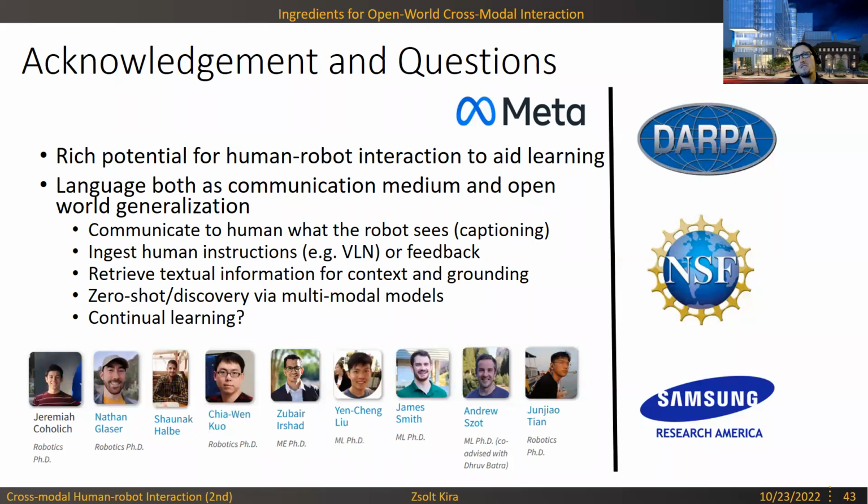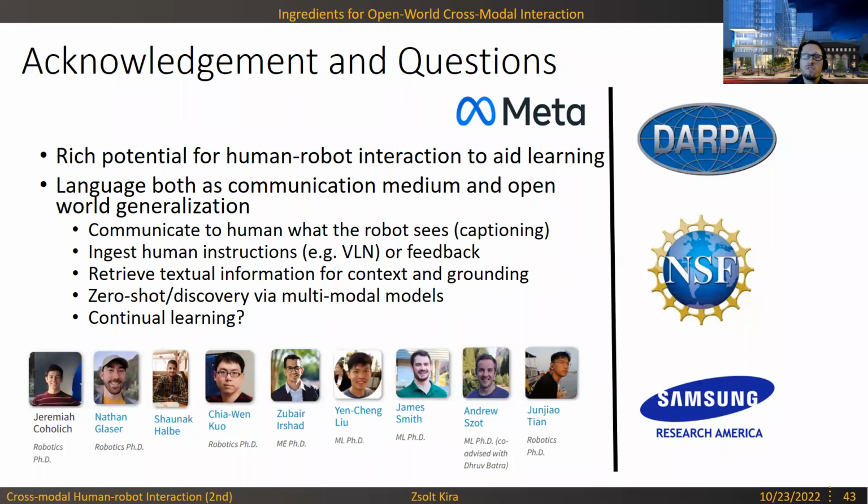In summary, I think there's a rich potential for human-robot interaction, especially when we add language. Language has the ability to provide means of communication from the robot to the human and from the human to the robot, but also it has this ability that people are looking at, including our group, for zero-shot learning or open world learning. That is, it's giving us this boost of generalization that vision only is not able to handle.